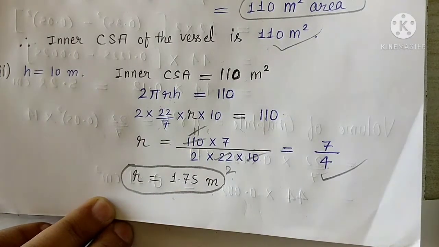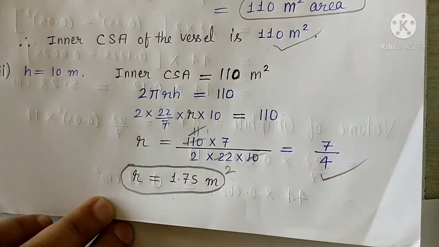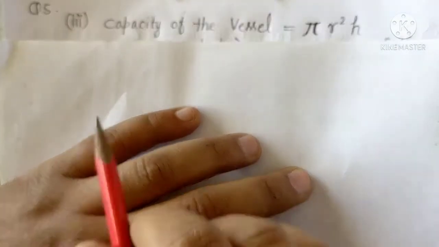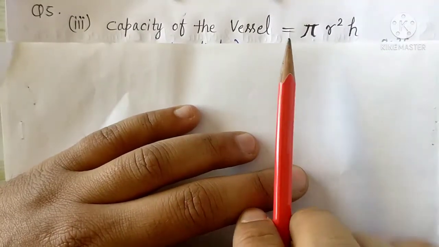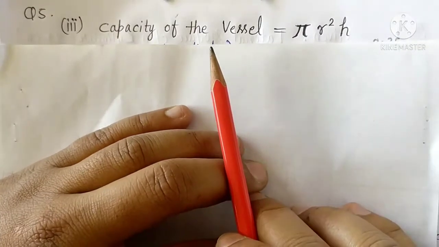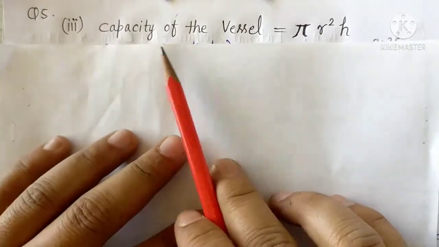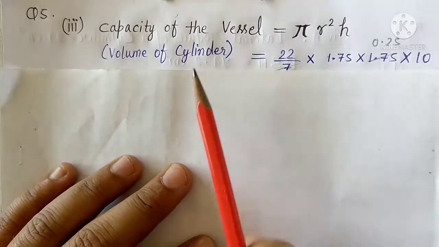Now when we have found the radius and the CSA, what do we have to find? We have to find the capacity of the vessel. It means we have to find the volume of this vessel. So the volume formula is pi r square h. Here they have asked us to find the capacity, which means volume only. So we can say volume of the cylinder.